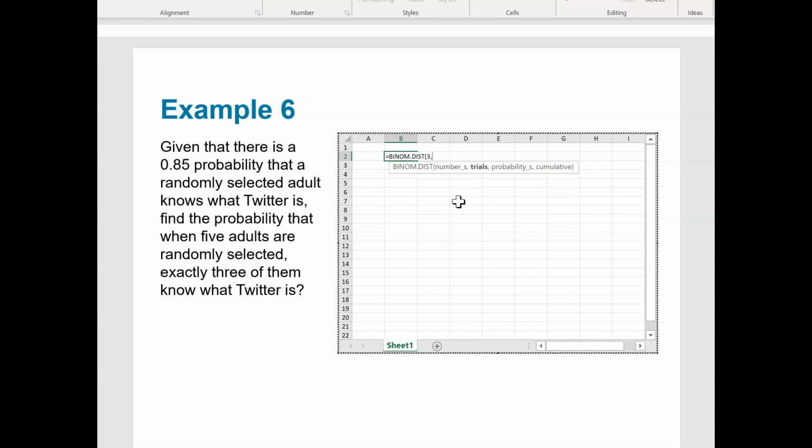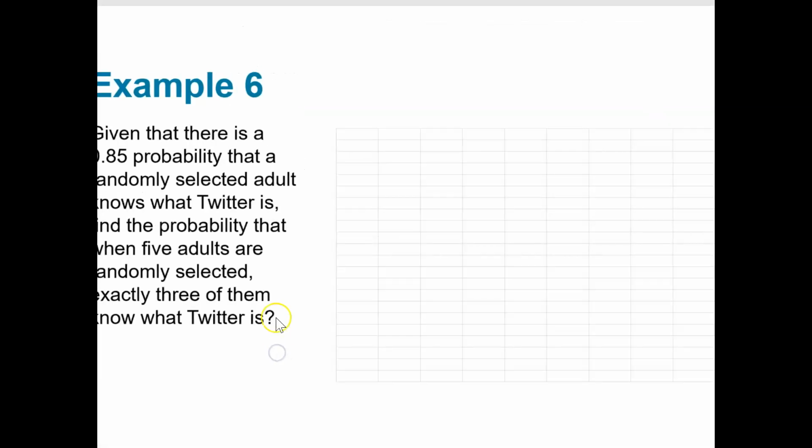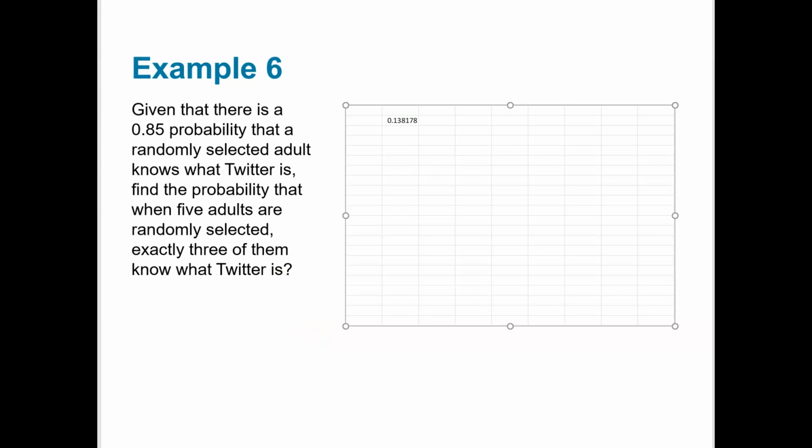So we want 3 adults, 5 trials, and the probability is 0.85, and we're always going to put a 0 at the end. And if you're using Google Sheets, it's not going to prompt you like that, so you will need to remember that it's x, n, p, 0, and then you hit enter, and voila, you get your answer there. So the probability is exactly 0.138 or 0.139.